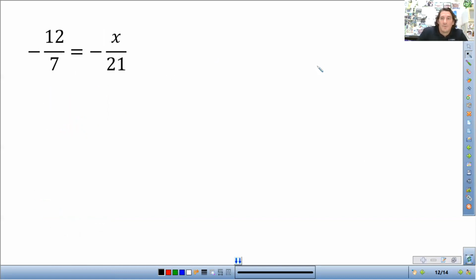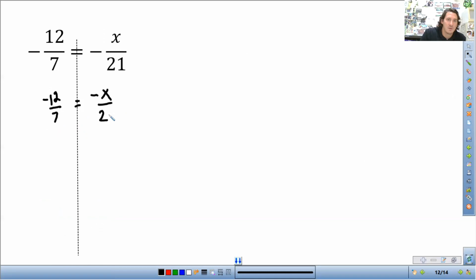So 2 more problems. And again, just keep track of the negatives. So I'm going to put in my line of separation. And I'm going to rewrite it. So I'm going to move the negatives to the top. Negative 12 over 7 is equal to negative x over 21. And then cross multiply, so it's going to be negative 12 times 21 on one side, negative x times 7 on the other side.